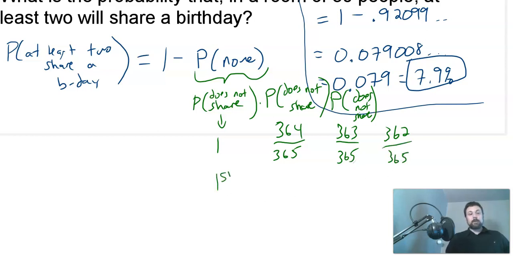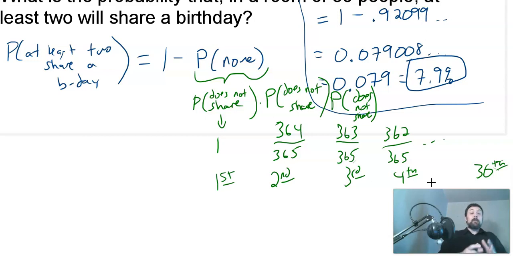Right. So this is the first person, this is the second person, this is the third person, this is the fourth person. We need to go all the way to the 30th person. Now, I don't want to have to write out every single fraction, but the problem here is that these are not independent events, right? The probability that the nth person does not share a birthday in common with the previous people is going to change based on how many people have already left, right? And so for the 5th person, it'll be 361 out of 365, for example, because there are only now 361 days remaining for them to have a birthday on that is not the same as one of the birthdays I already have on my list.